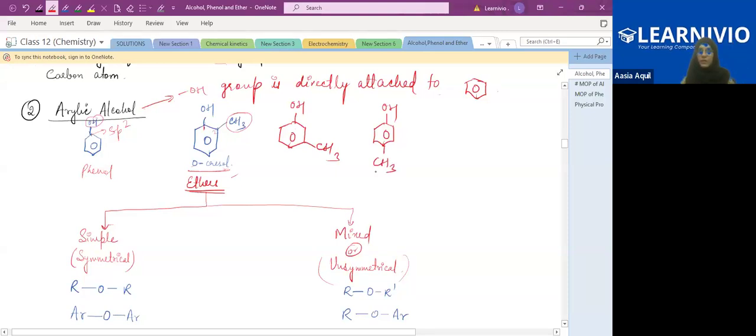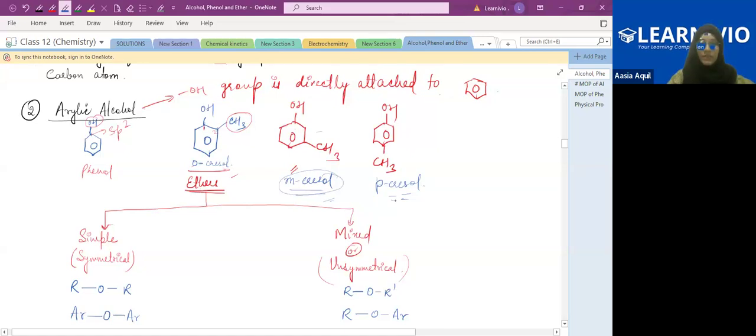Yes, Muniva, tell me the name of this compound. Metacresol. Yes, good, it's metacresol. And what about this? Paracresol. Yeah, this is your paracresol. Based on the position, you can give the name. And this is a common name, not the IUPAC name.